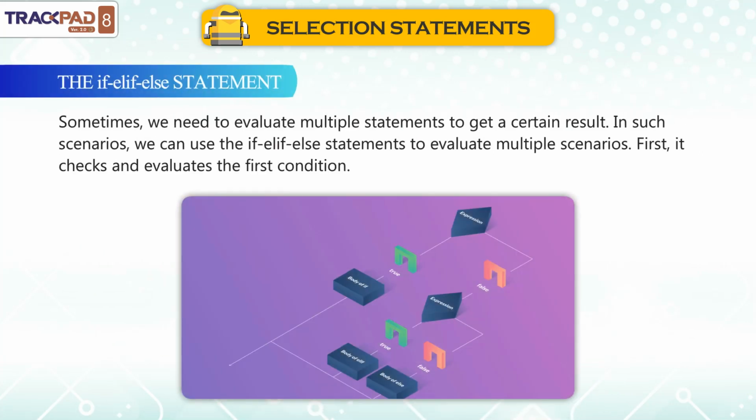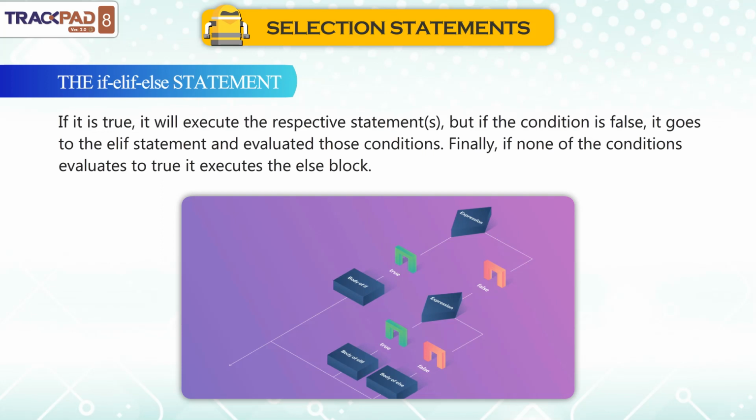The if elif else statement. Sometimes we need to evaluate multiple statements to get a certain result. In such scenarios, we can use the if elif else statements to evaluate multiple scenarios. First, it checks and evaluates the first condition. If it is true, it will execute the respective statements. But if the condition is false, it goes to the elif statement and evaluates those conditions. Finally, if none of the conditions evaluates to true, it executes the else block.